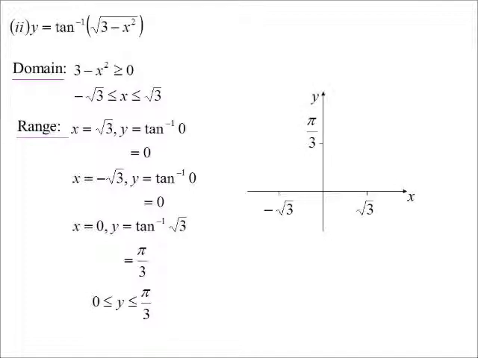Now what does it actually look like? Voila. So there it is, the inverse tan of root 3 minus x squared. Looks a bit like the semicircle, but of course it's not, because if you look at the scale of it, that's minus root 3 to root 3, but on the y-axis it's going to pi on 3. So maybe more like an ellipse, I suppose, isn't it? Because it has a different radius.